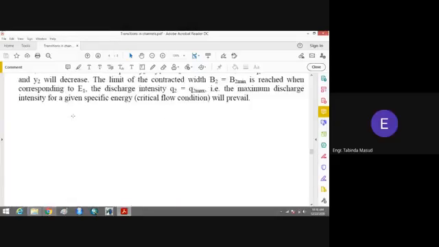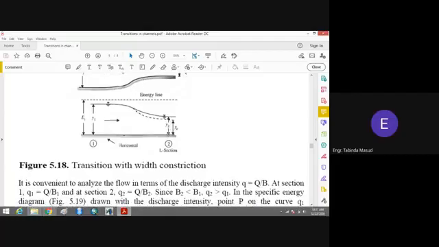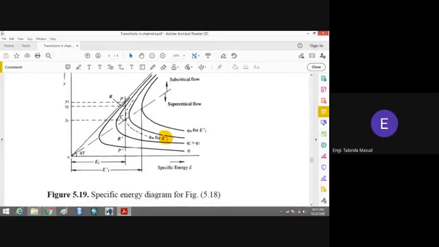Here in this figure, you can also see that Y1 is greater than Y2, which shows you that when water comes in the contracted section, the depth of the flow will decrease, which is also shown in the second specific energy diagram. Now this is the situation where we have Y2, that is the depth of the flow in the contracted section. You can see that E1 is the specific energy in a channel.